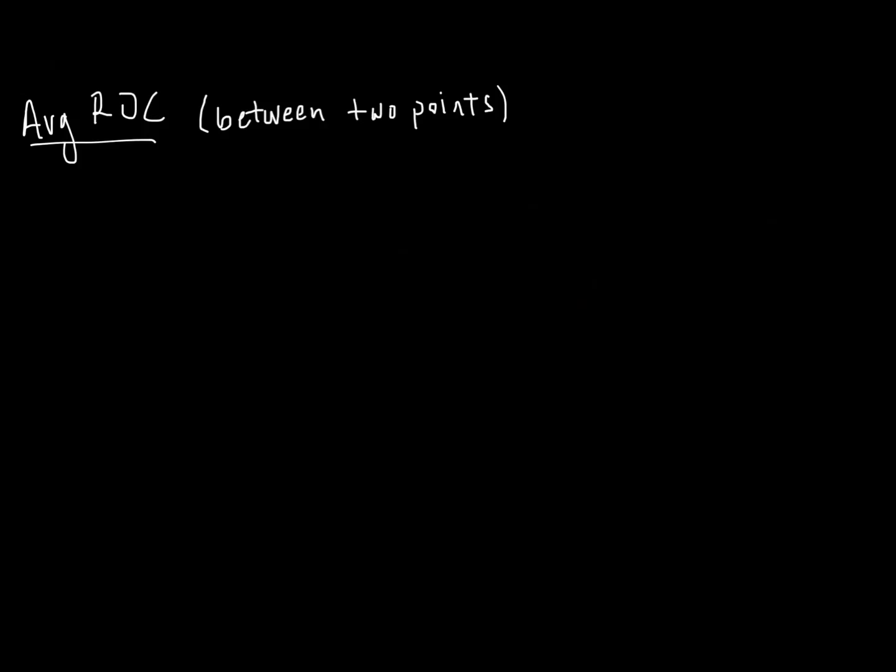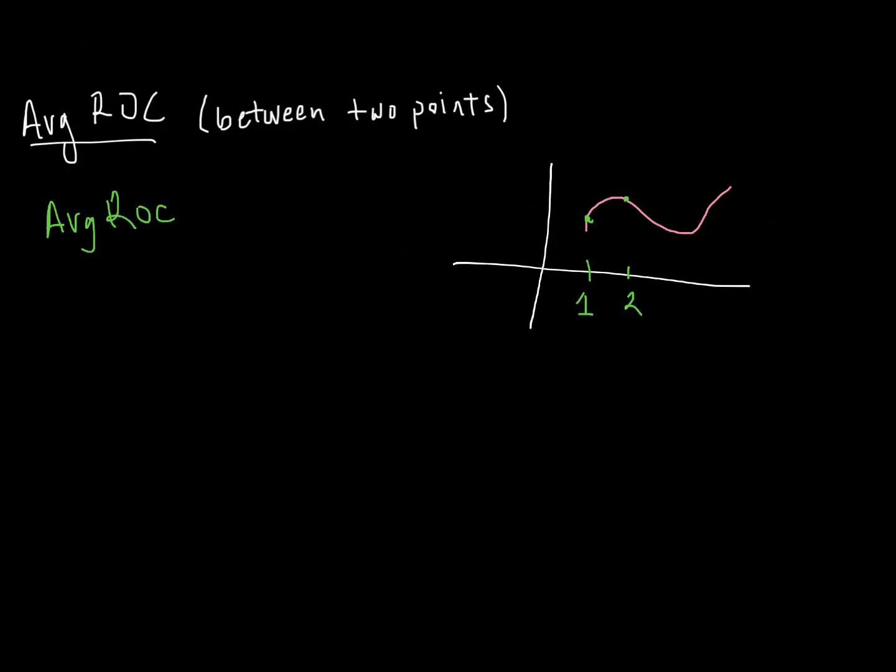I want to just review average rate of change between 2 points. So if I have some interval, let's just draw a graph here, and here's my function. Let's say I want to know the average rate of change between this point here and this point here. This is the x value of 1, and let's say this is the x value of 2. So we want to know the average rate of change on the interval from 1 to 2.